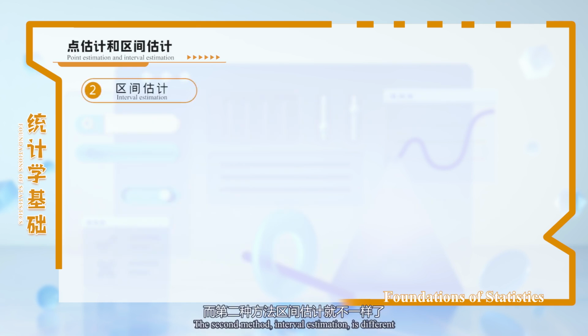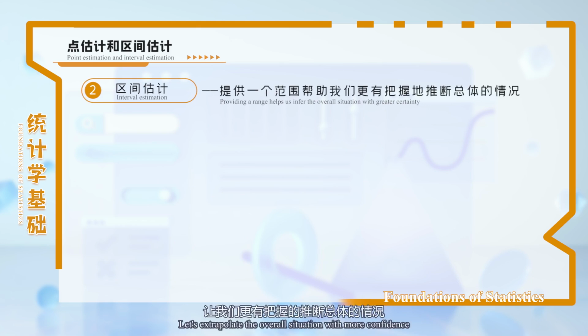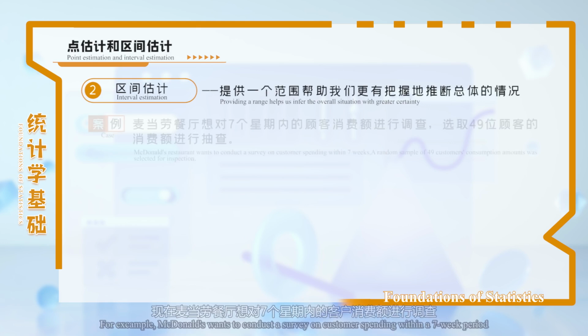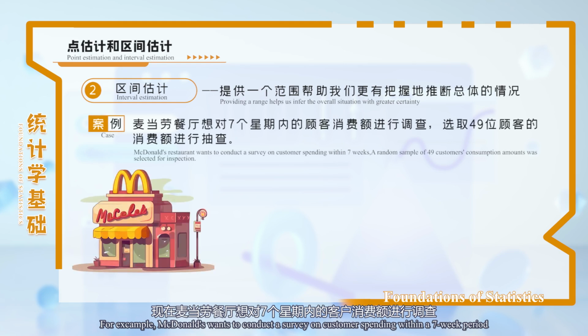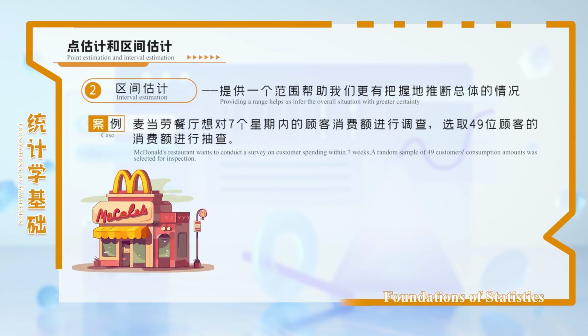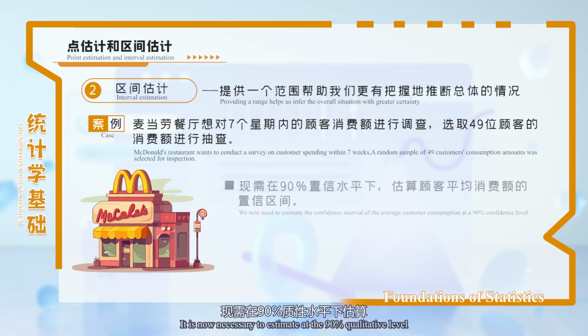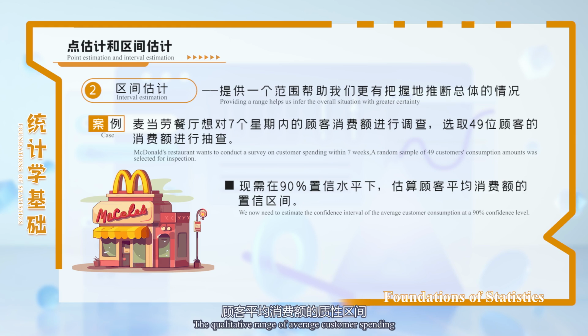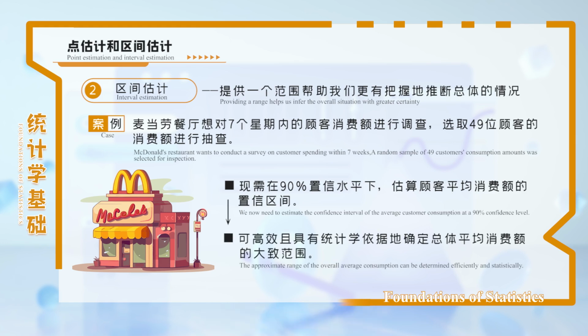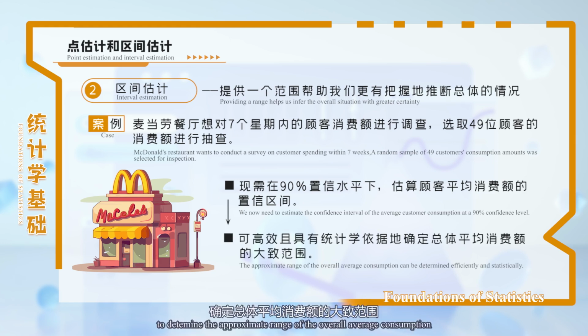The second method, interval estimation, is different. It can give a range, so we can infer the overall situation with more confidence. For example, McDonald's wants to conduct a survey on customer spending within a week. But it is impractical to ask all customers one by one. So we randomly check the spending amount of 49 customers. We now need to estimate, at the 90% confidence level, the range of average customer spending. Like this, we can efficiently determine the approximate range of the overall average consumption.